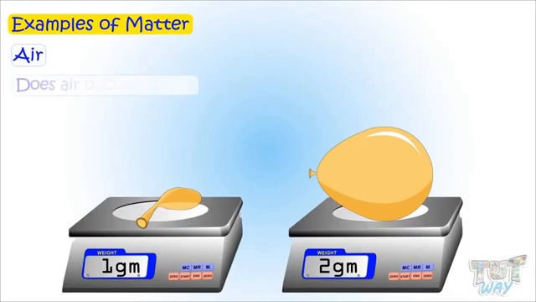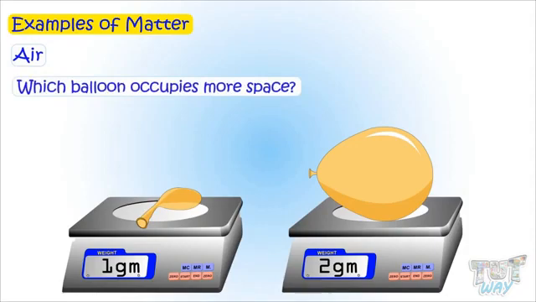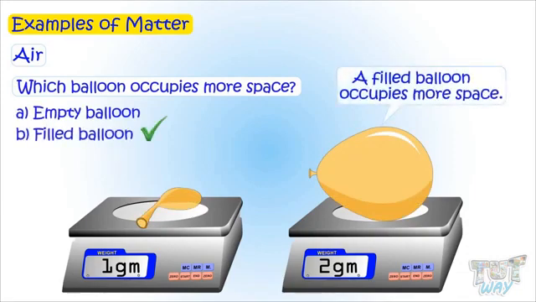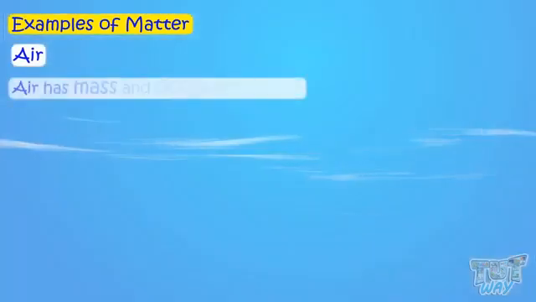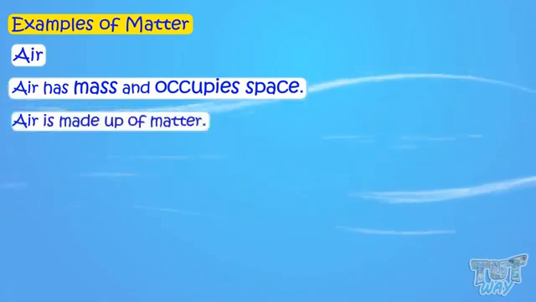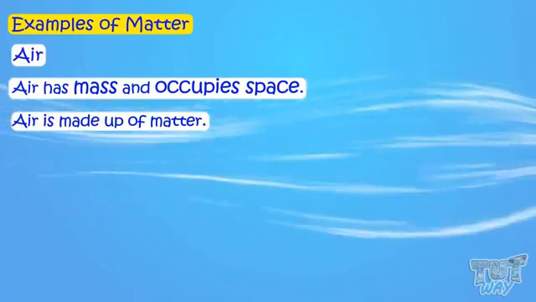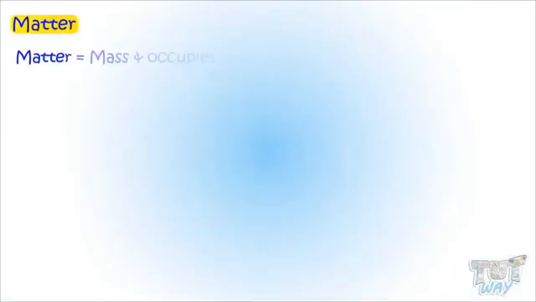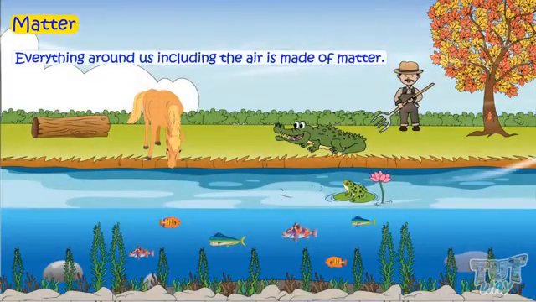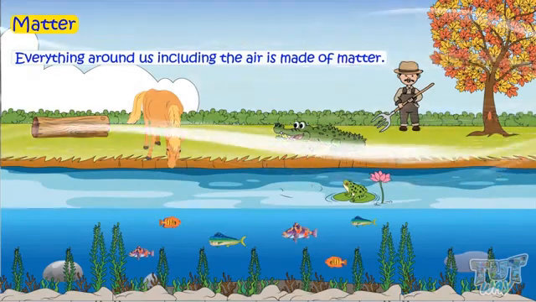Now let's see if air occupies space. Now, which balloon occupies more space? An empty balloon or a filled balloon? A filled balloon occupies more space, so it means that air occupies space too. So air has mass and occupies space. So we can say air is made up of matter. So kids, now we know matter is anything that has mass and occupies space. And everything around us, including the air, is made of matter.